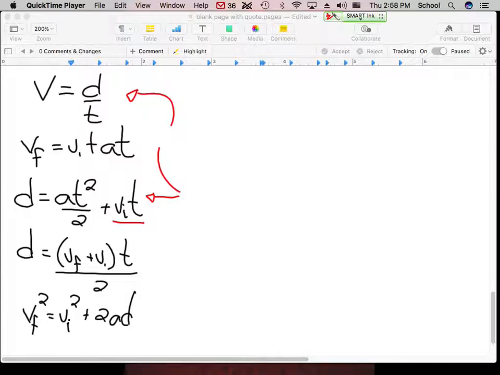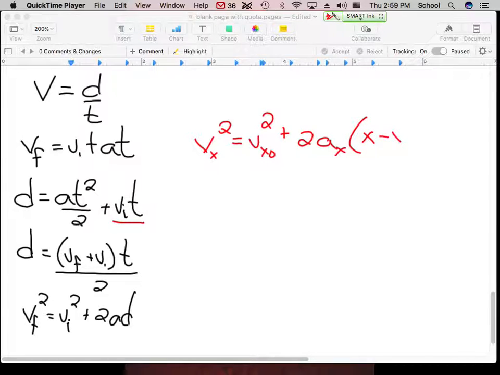Then we have the next one down, which says vx squared equals vx naught squared plus 2ax times x. That beautiful equation is really the bottom one. And you say, okay, that one is just that one. And again, the zero stands for initial, and if I don't have a zero, it's final. All the x's are just saying they're all going in the same direction.